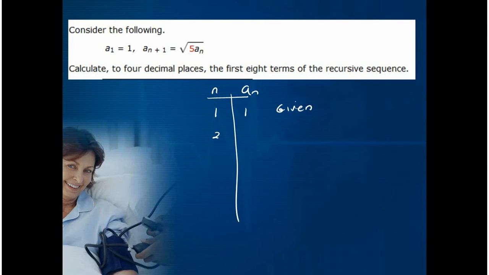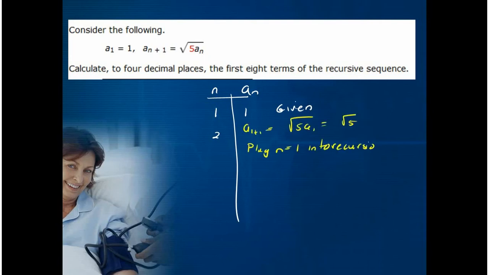do this again, I'm looking at a problem where an plus 1 is defined by the square root of 5 times an. So I can create a table of points, and the first column would represent x's and the second column y's, and you notice that I have set it up like an xy plot so I can actually plot them. So I'm creating my sample sequence from the recursion.